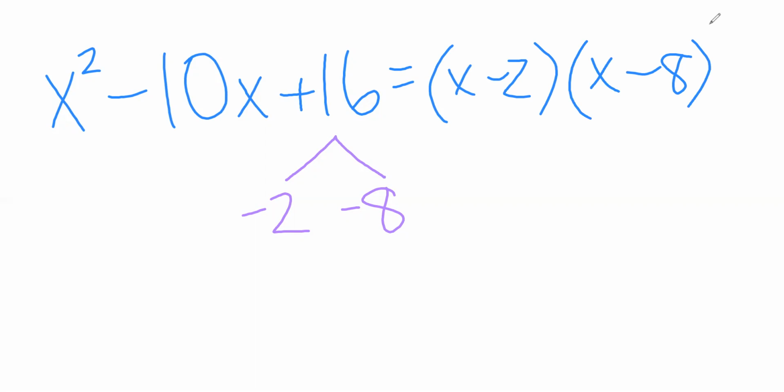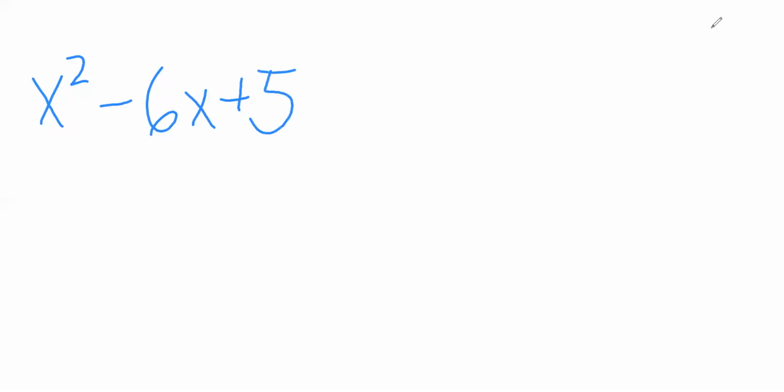All right, and then the other thing with this is talking about the zero product property. So let's say that we actually had an equation. So we had x squared minus 6x plus 5 is equal to 0, right? So in this case, we're going to want to do what we did before. We're going to factor this.